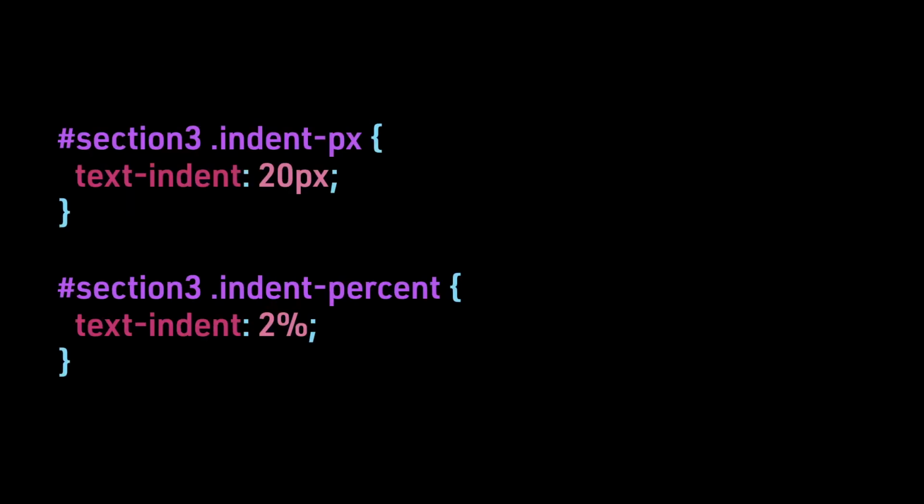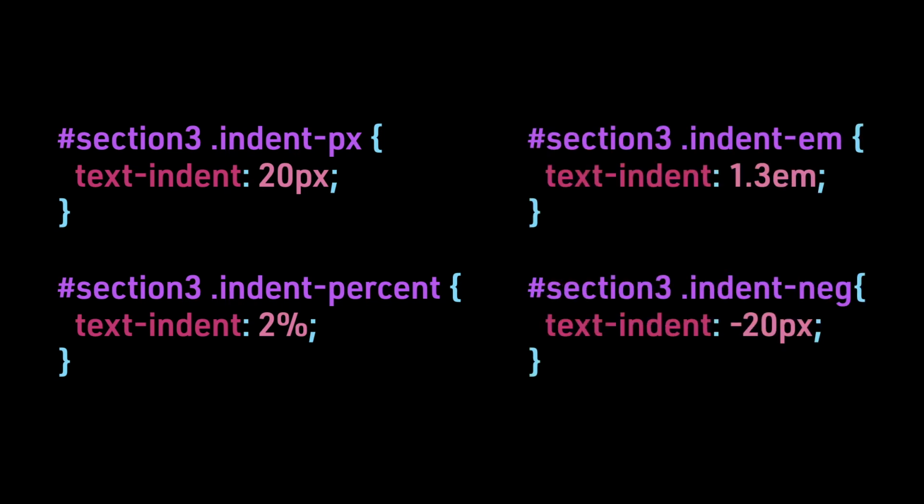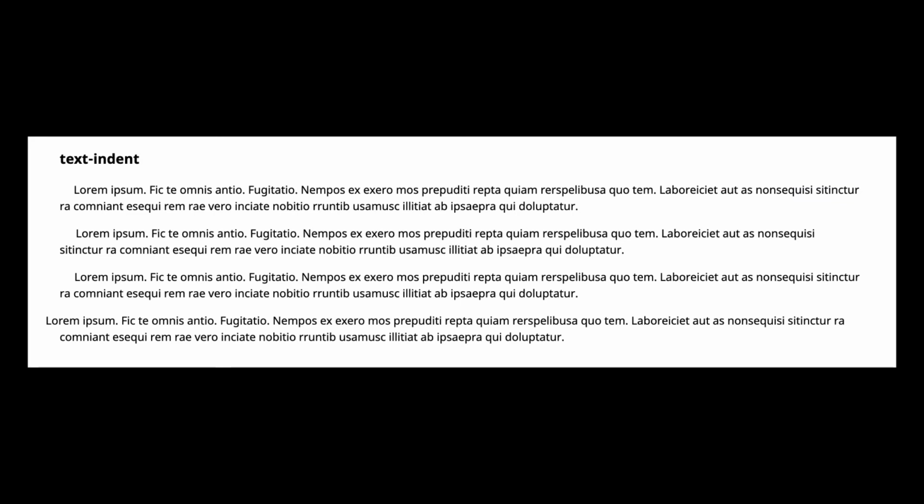And now the CSS. In the first example, we are using a pixel amount to indent the text. In the second example, we are using a percentage. In the third example, we are using ems. And in the fourth example, we are using negative values. And this is how it would display.